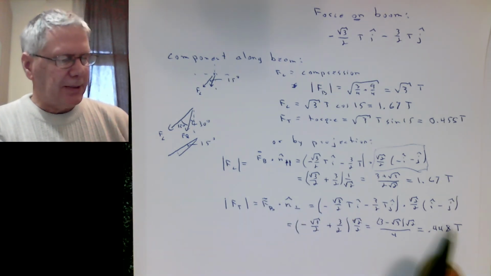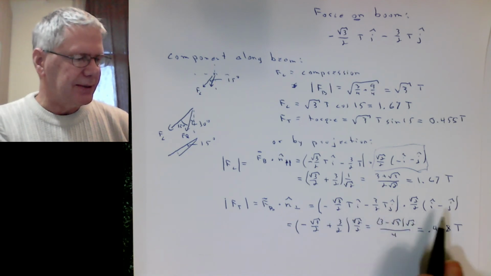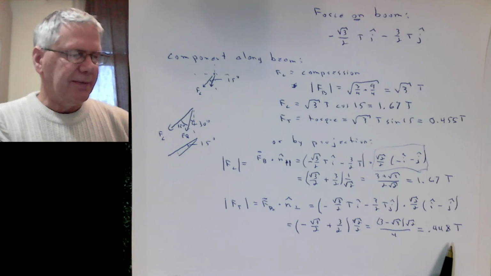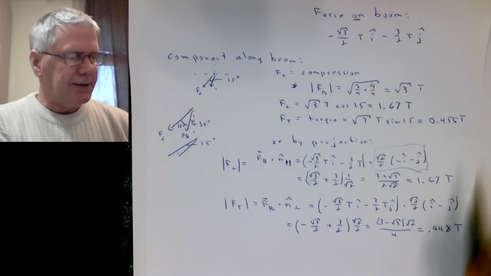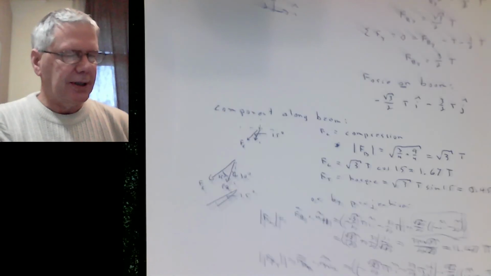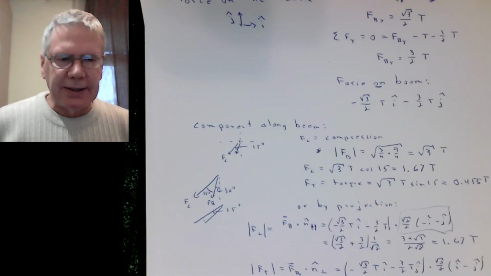And I take the dot product the same way. This times this, plus this times this, and I have a square root of 2 over 2 again. And I get something very close to my previous answer. There's some rounding or something in there as a difference, which I'm not going to investigate. I just wanted to explain the methodology here.